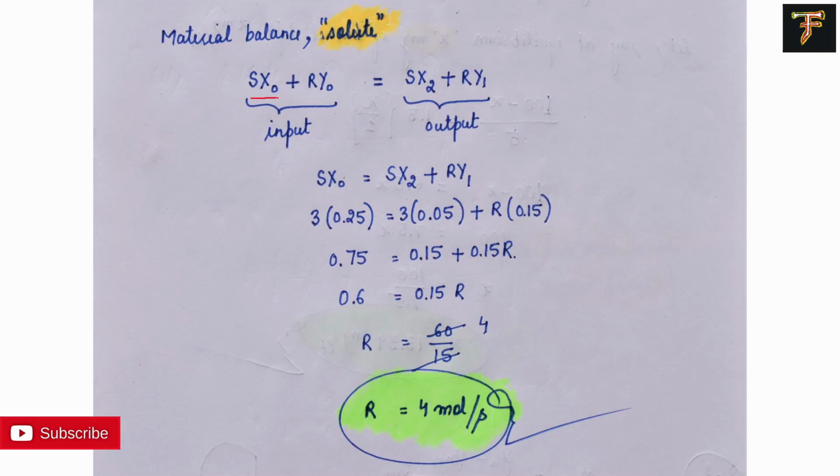So steam will enter from the bottom, the liquid will enter from the top. Sorry, this is the liquid from the top, this is the steam from the bottom, and after they come in contact and reach equilibrium, this is the composition. Now you have to calculate the value of R, the flow rate of steam. You already know the value of S. So once you solve this equation, you will end up with R equal to 4 mole per second.